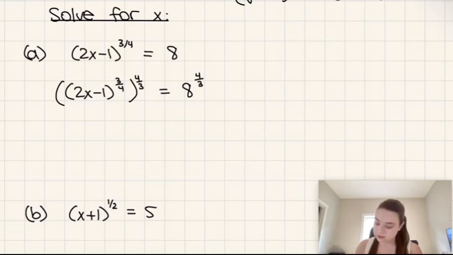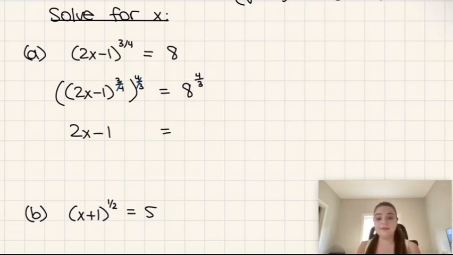Second step is we're going to cancel out the 3/4 with the 4 over 3. Recall that whenever we have a power to a power, we multiply the powers. And if we multiply two reciprocals, if we multiply 3/4 with 4 over 3, we just end up with 1, right? Which is kind of the goal. That was the goal, was to get rid of it. So that's the next part of it. On the left, we'd now just have 2x minus 1.